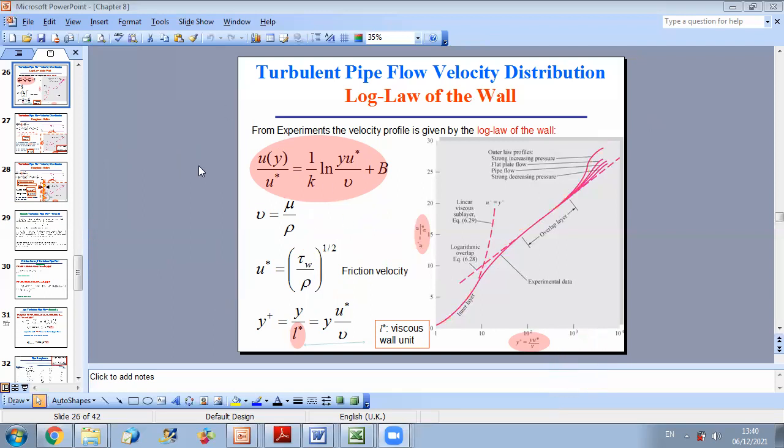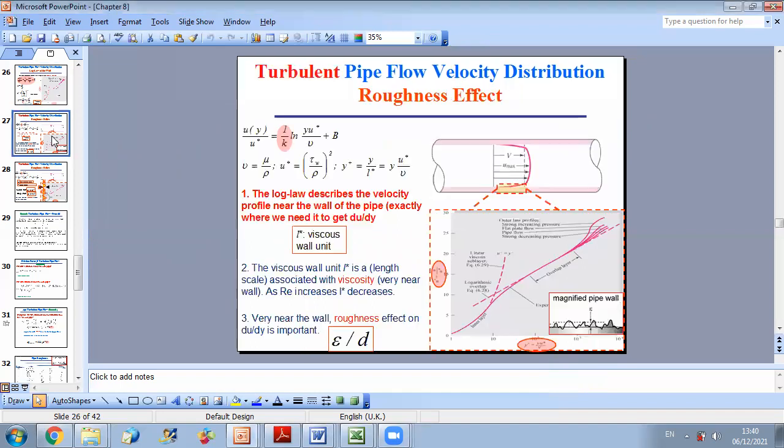This is how we can determine the velocity profile experimentally. By experiment also, they found that for circular ducts, the higher the Reynolds number, the closer the profile is to the uniform profile. So the viscous effects will be damped as the Reynolds number increases, because this is called the log law for the velocity profile, and it describes the velocity profile near the wall of the pipe.